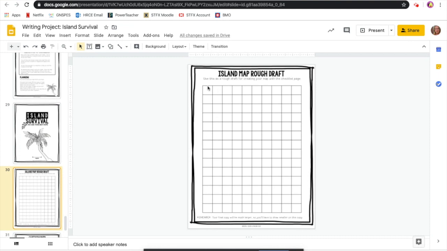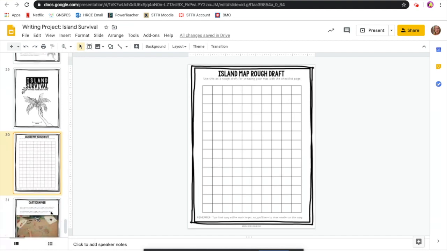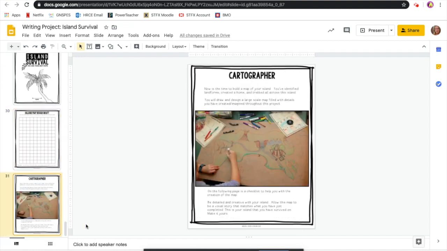So there is a little rough copy, a rough draft, if you'd like to print this out and use that first. You don't have to. If you have white paper at home, that is good enough. Once you've completed your map, so this is kind of a little bit of an example of somebody who's created their island and what it looks like. It doesn't have to be this big. If you want to do it just on an 8.5 by 11 sheet of paper, that is totally fine. But once you've created it, I would really like you to share it with me.